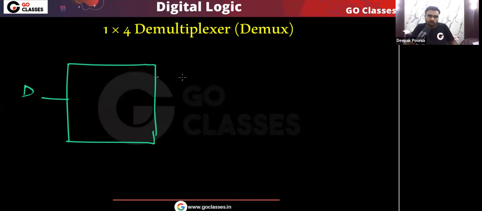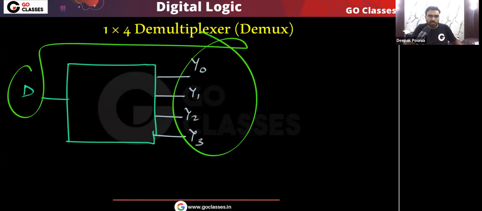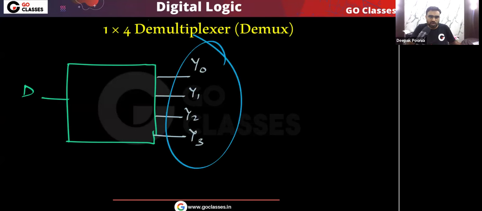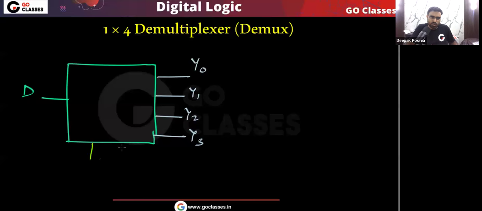And there are 4 output lines. There are 4 outputs, means y0, y1, y2, y3. These are the 4 outputs. And remember, this input will go on one of these output lines. Now this input will go on which output line? There are 4 output lines. To determine which output line this input will go on, we need 2 select lines. So here, because you have 4 output lines, which output line will carry this input will be decided by 2 select lines. So we need 2 select lines, S1, S0.